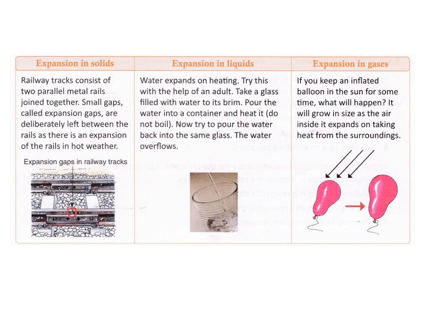Now comes expansion of the three states of matter, that is solids, liquids and gases. Have you ever seen railway tracks? They mainly consist of two parallel metal rails. So how does expansion of a solid, the railway track, take place during the hot or summer season? The rails are joined together, and small gaps called expansion gaps are deliberately left between the rails to allow for expansion of the rails in hot weather. Here you can see the expansion gaps in the railway tracks. Due to hot weather, the solid expands.